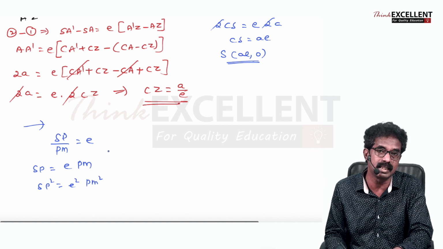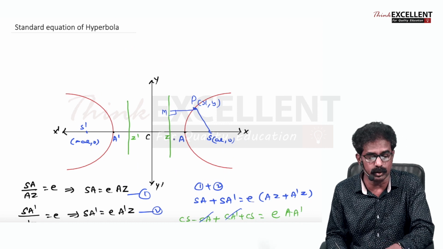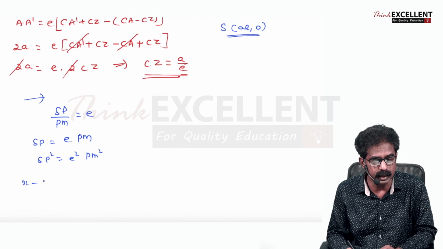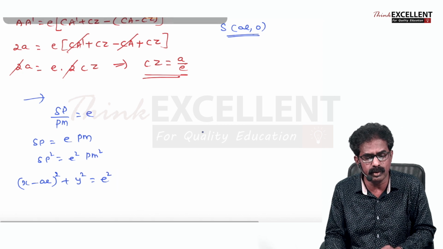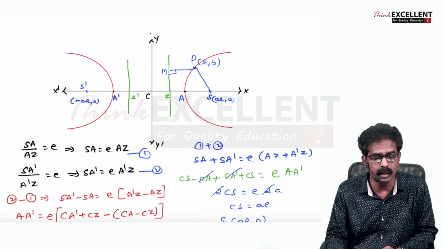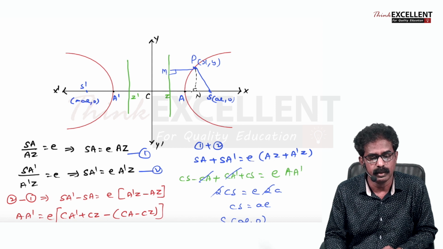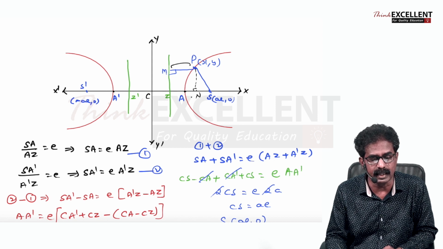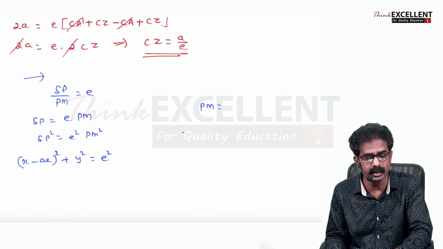SP square you can use the distance formula. X minus AE the whole square plus Y minus 0, that is Y only, the whole square, equal to E square into PM square, right? So you find PM separately and substitute. How can you find PM? For that you draw a perpendicular line and take it as N. So now this PM is equal to what? NZ, right? PM is equal to NZ.